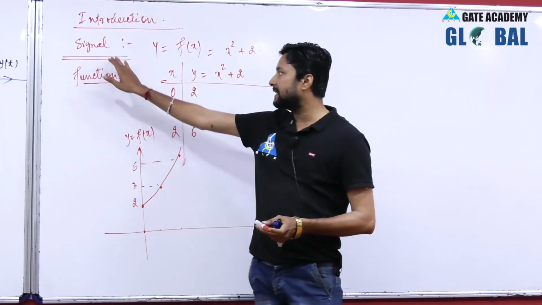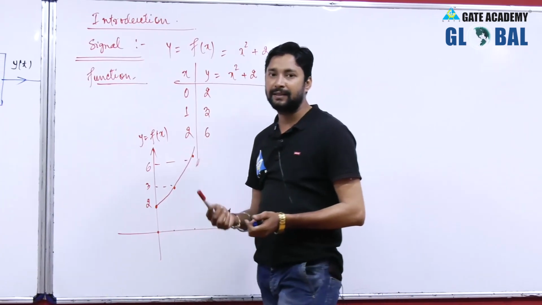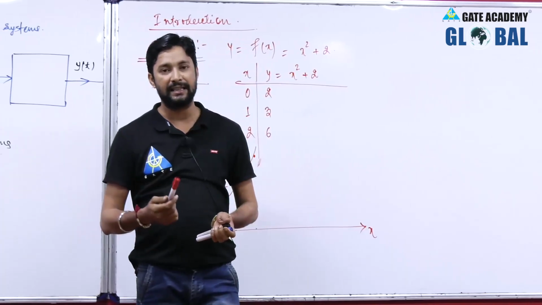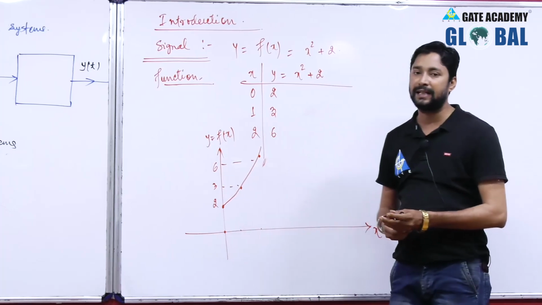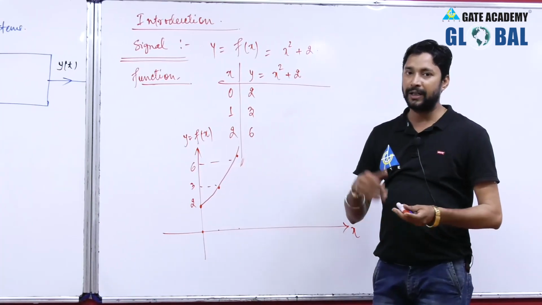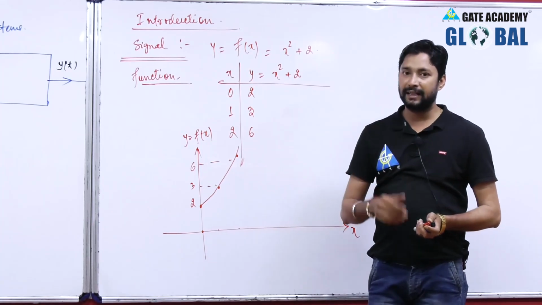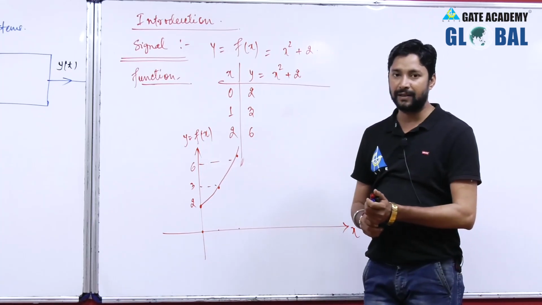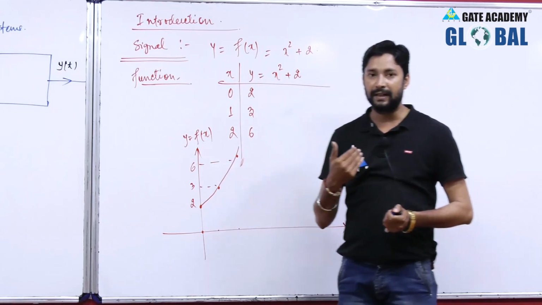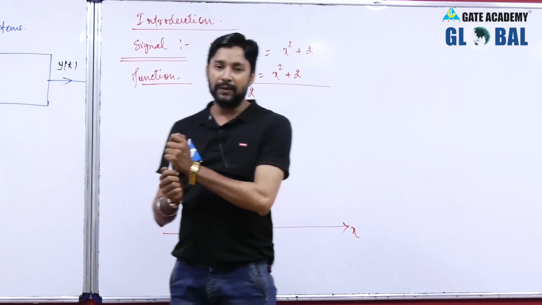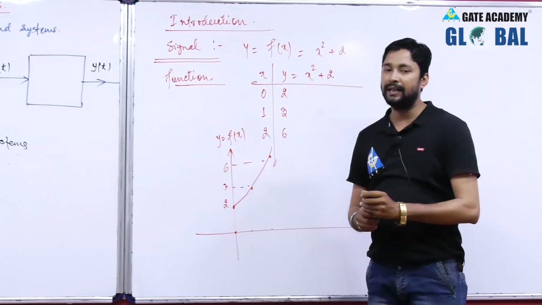So what are the signals? Signals you can define in an easy way: anything that contains information, any physical quantity that contains information or is used to convey information is called a signal. As you are watching me or listening to me, it is only possible due to the signals. You are getting signals in voice and in picture form, therefore you are getting my points. So the process of conveying the information through the functions, which functions convey the information, are called signals.